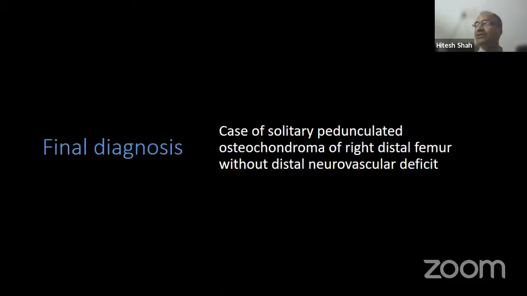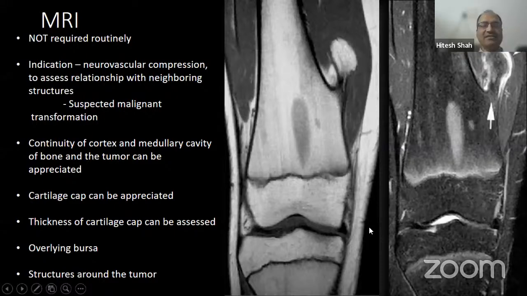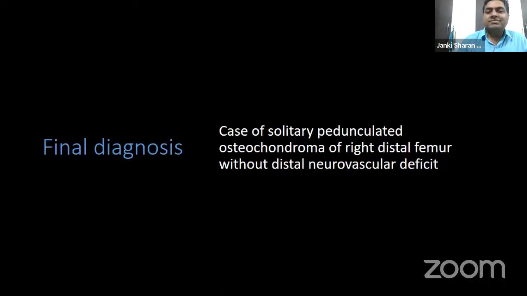So sir, the answer we got is that for the extent of excision, MRI is indicated. That is wrong. It's not correct, because we don't require the MRI to excise this tumor. So the final diagnosis, after the X-ray and not the MRI, is a solitary pedunculated osteochondroma. So what will you do?